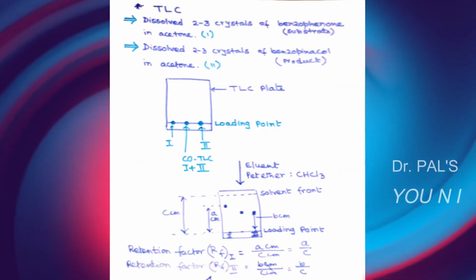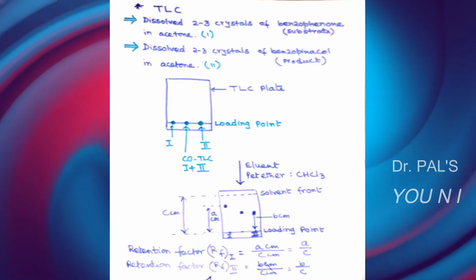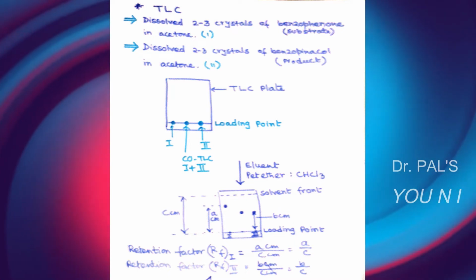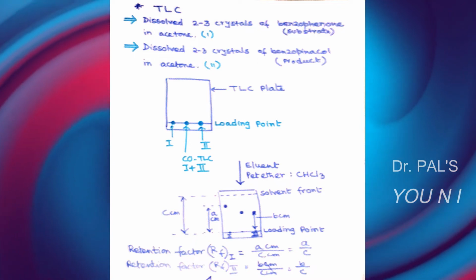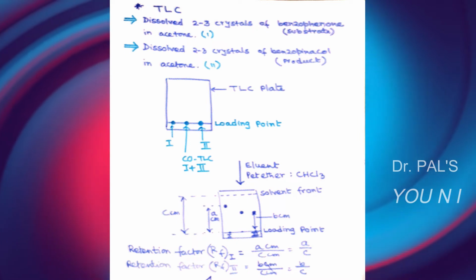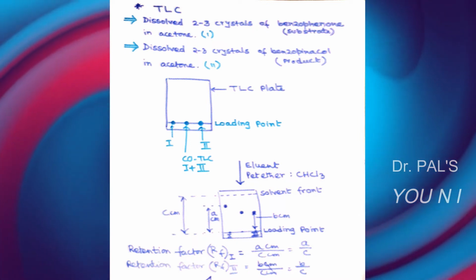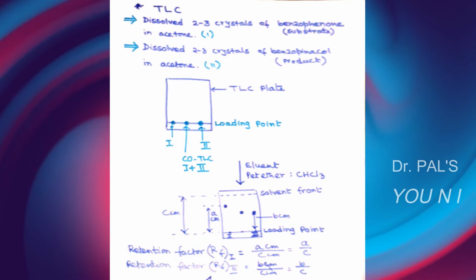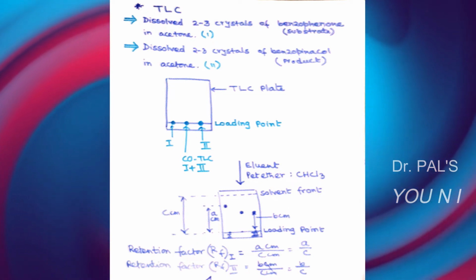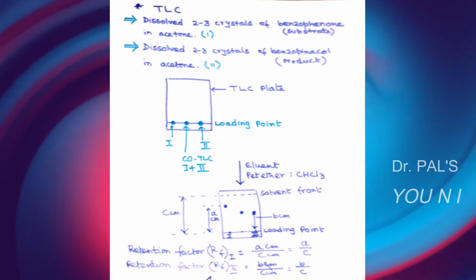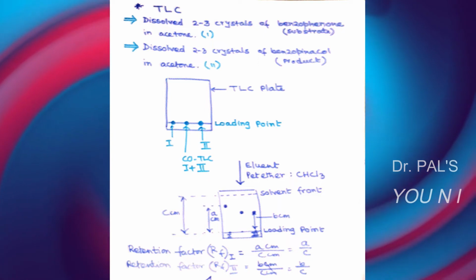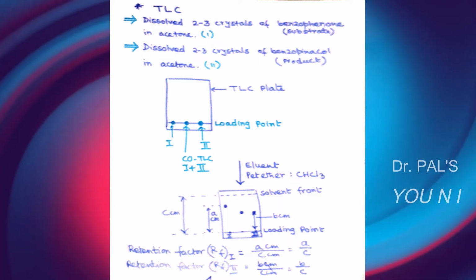Now we come to the next important question: when do we stop this reaction, and how do we know that the reaction is finished? The progress of the reaction can be monitored by thin layer chromatography. If possible, every day after putting the reaction in the test tube, first day, second day, third day, we have to check the TLC.